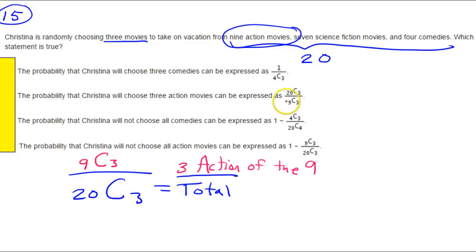So let's see, is that what they have? Nope, they have 20 choose 3. This is upside down. It's target over total, and this will always be the total. Alright, how about the third one?